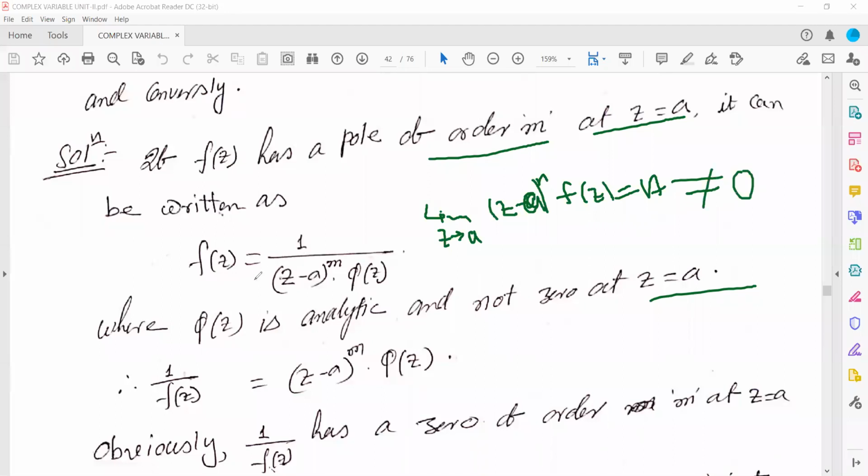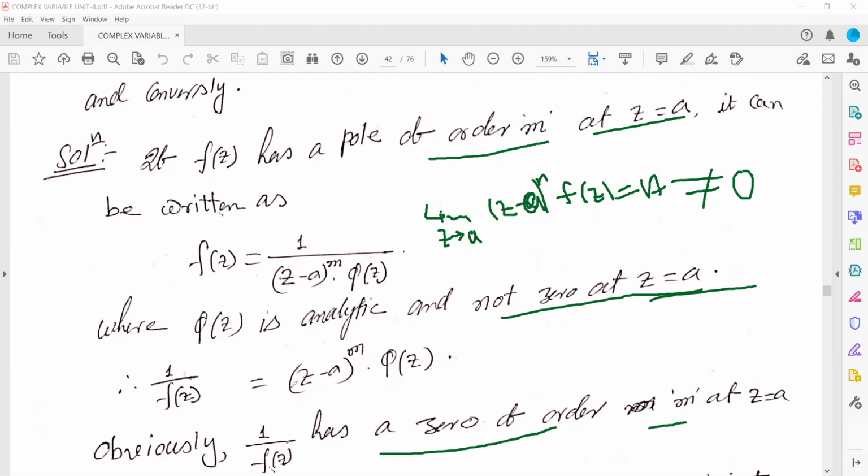So the same thing I have taken here. f(z) I have considered as 1 upon (z minus a) to the power m into phi(z). This phi(z) is analytic and it is not 0 at z equal to a. So therefore, if you take the inverse of that, 1 upon f(z) is (z minus a) to the power m into phi(z). So obviously 1 upon f(z) has a 0 of order m.